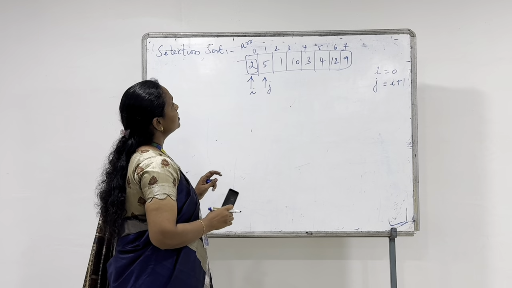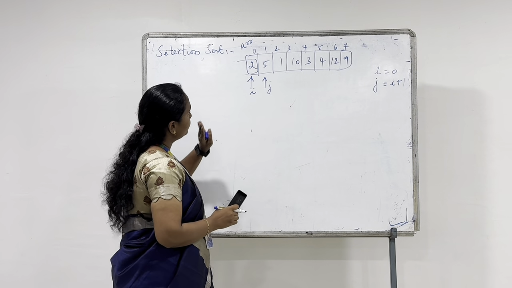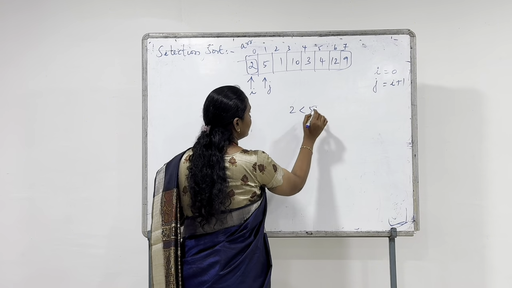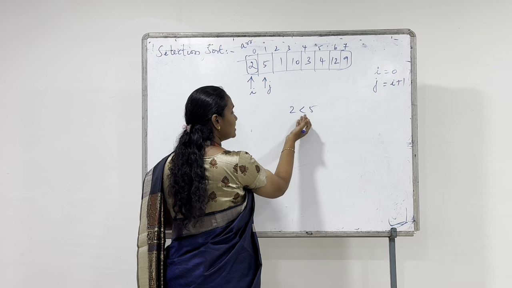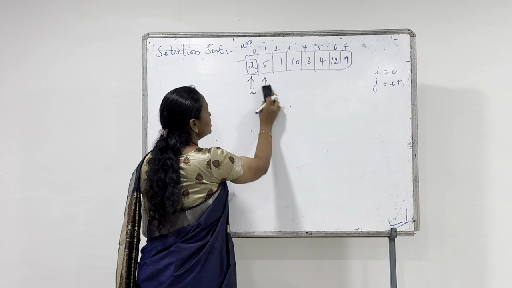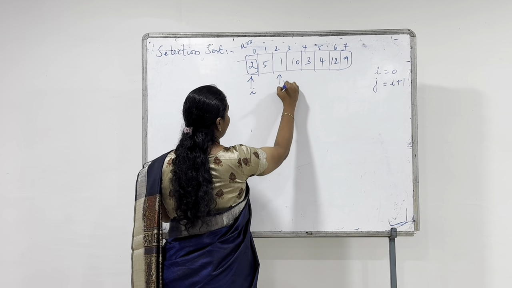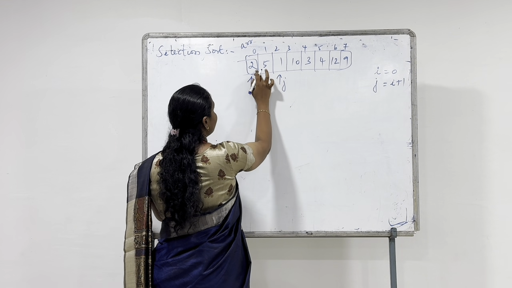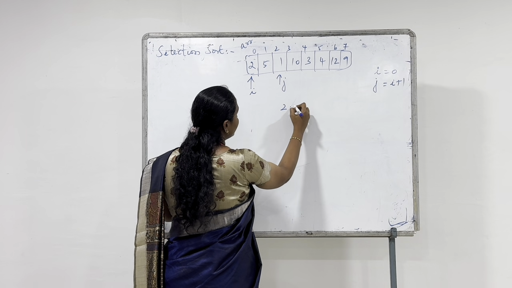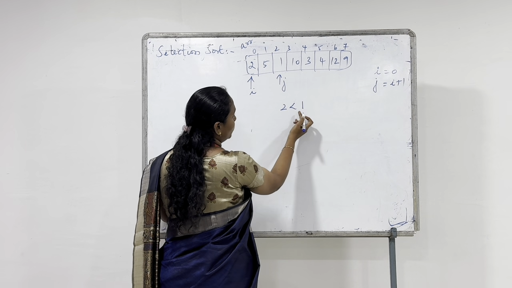Now compare these two elements. 2 is less than 5. Yes, 2 is less than 5. It is not greater, it is a lesser value compared to 5, so don't do anything, just increment j. Now compare 2 and 1. Is 2 less than 1? No, it is not less than 1.